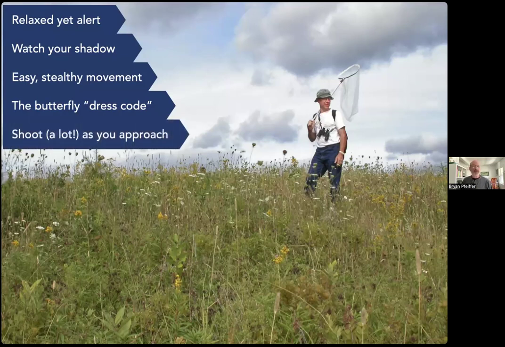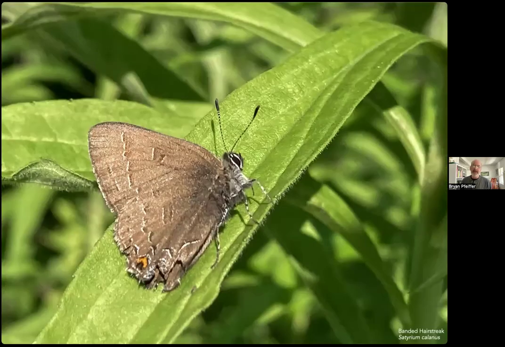And then, once we start talking about photography, the dirty little secret among photographers is that we shoot a lot. We really shoot a lot. You need to be ruthless about this, or you don't need to be, but it helps. I'll give you an example, which is a banded hairstreak. This is a perfectly acceptable voucher photograph of this relatively common hairstreak.